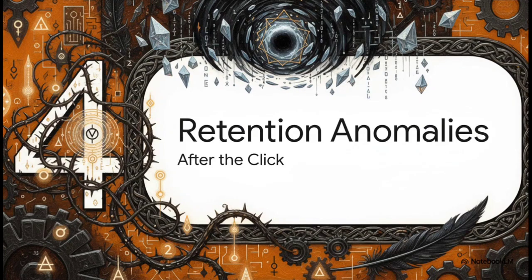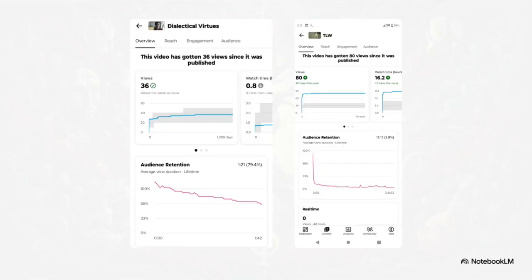Section 4. Analyzing Audience Retention Anomalies. Okay, let's look at what happens after the click. These graphs perfectly capture the character quality and motives of the audience. On the left, Dialectical Virtues hooks an insane 79.4% of its viewers for the whole ride. But over on the right, TLW falls off a cliff. It drops to a steep 5.8% almost instantly. Basically, casual viewers click TLW, realize they have zero context to decode it, and just bail.